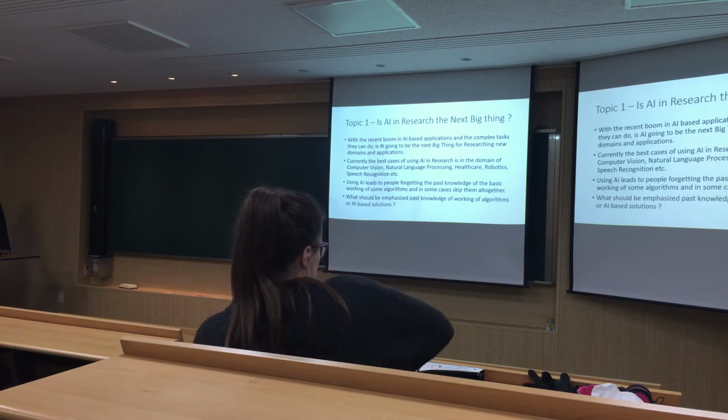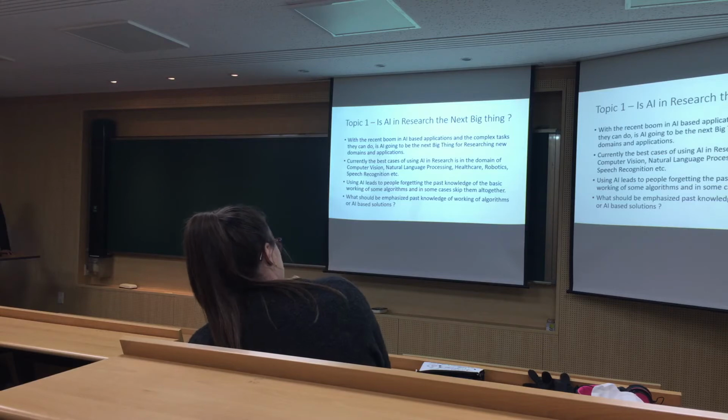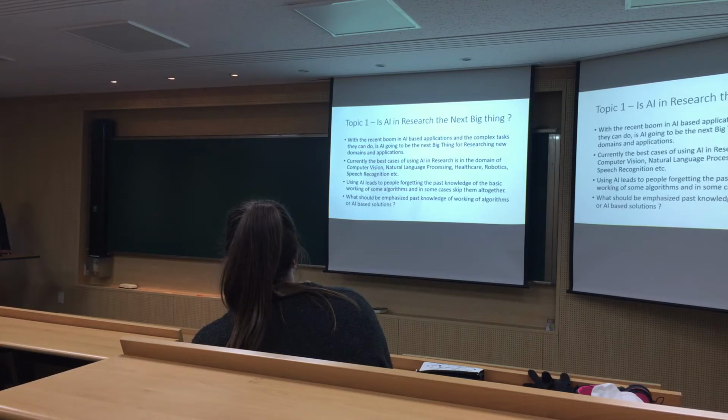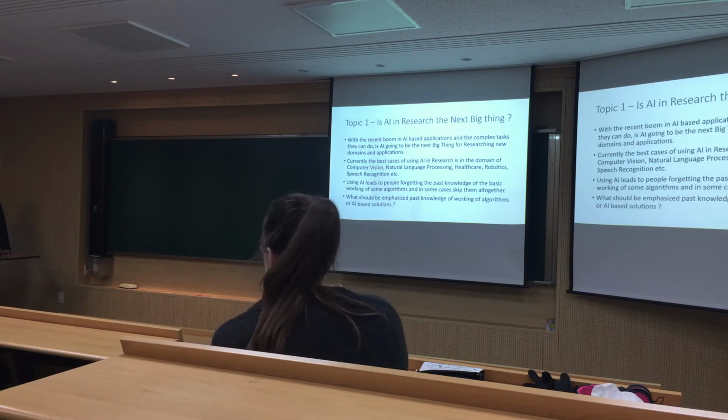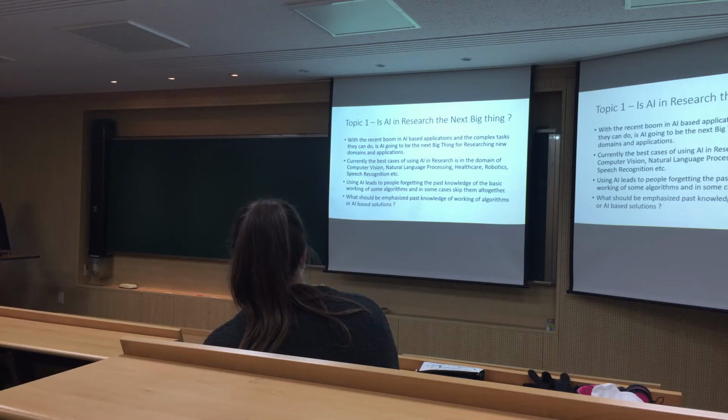However, according to me, using AI leads to people forgetting past knowledge of the basic working of some algorithms, and in some cases dropping them altogether. Maybe a few people in the computer vision domain won't know how some of the algorithms work. They just know that a better solution is to make an AI-based solution and that will do the work for you. So what should be emphasized, past knowledge of working algorithms or AI-based solutions? Yeah, that's the question.